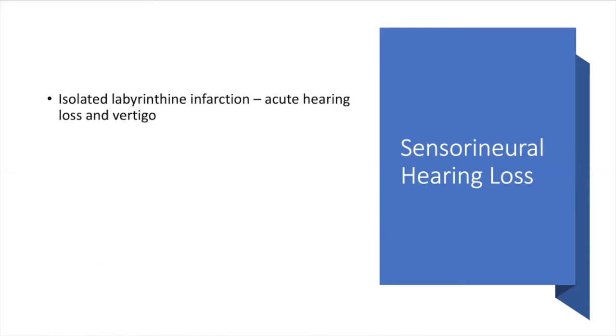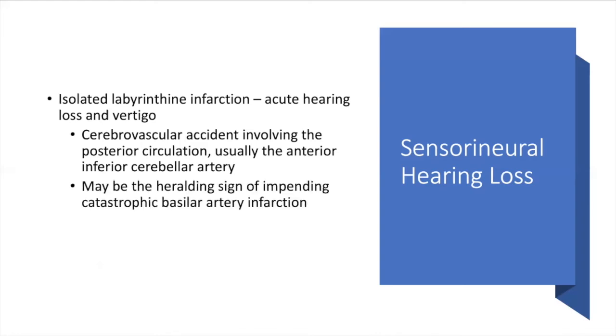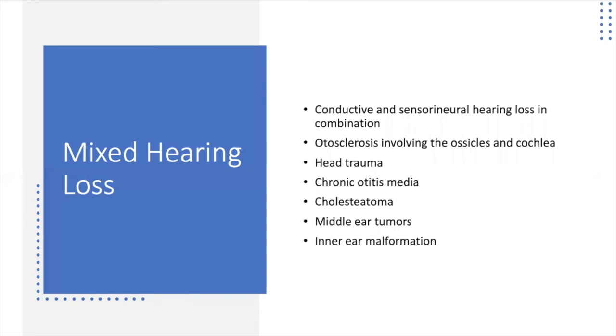Isolated labyrinthine infarction can present with acute hearing loss and vertigo due to cerebrovascular accident involving the posterior circulation, usually the anterior inferior cerebellar artery. It may also be the heralding sign of impending catastrophic basilar artery infarction. A finding of conductive and sensory neural hearing loss in combination is termed mixed hearing loss. Mixed hearing loss can result in the following conditions.